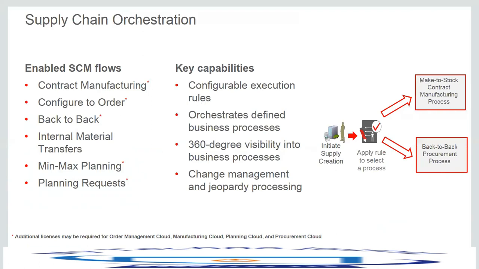And the next one you could see here is min-max planning. It might need licenses to procurement and manufacturing if min-max requests are sourced to a supplier or sourced to manufacturing. And planning requests require a license to Planning Central, and additionally the order management, manufacturing and procurement licenses also might be required.